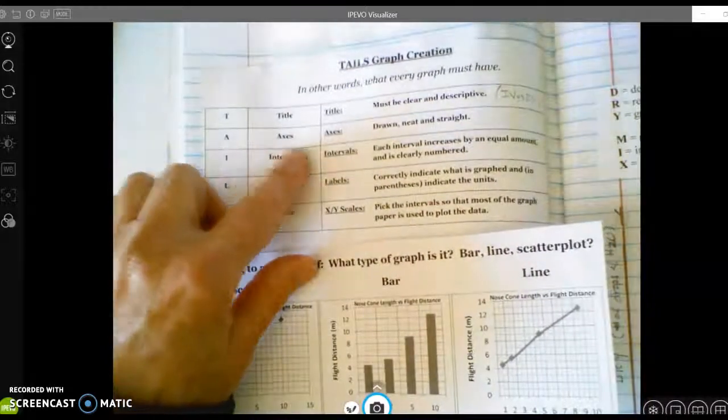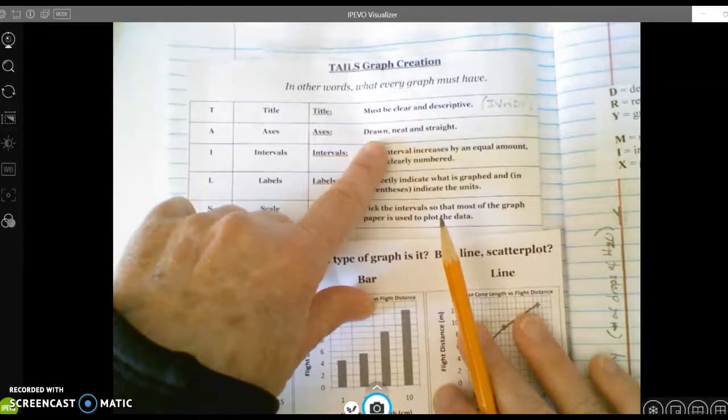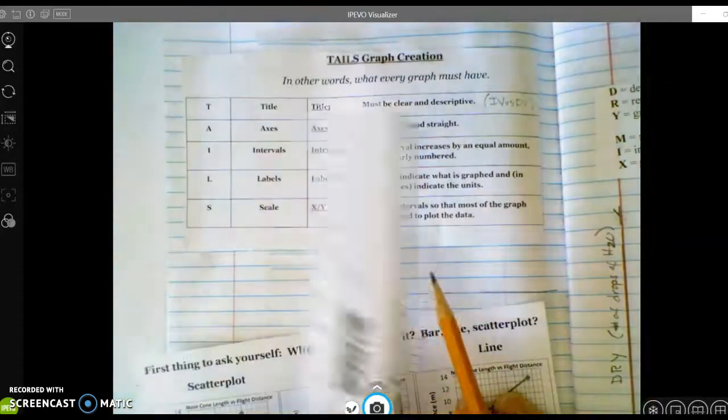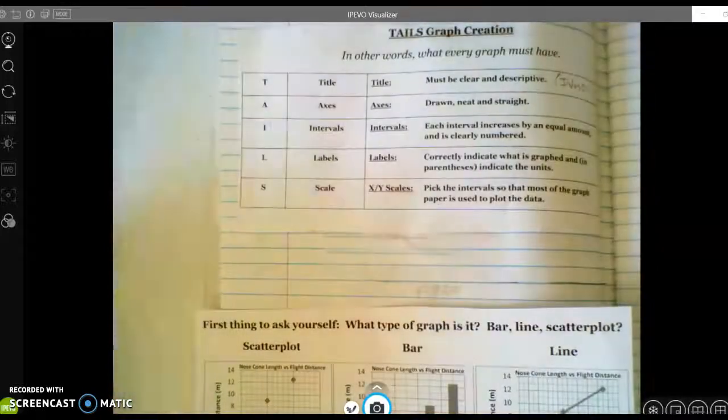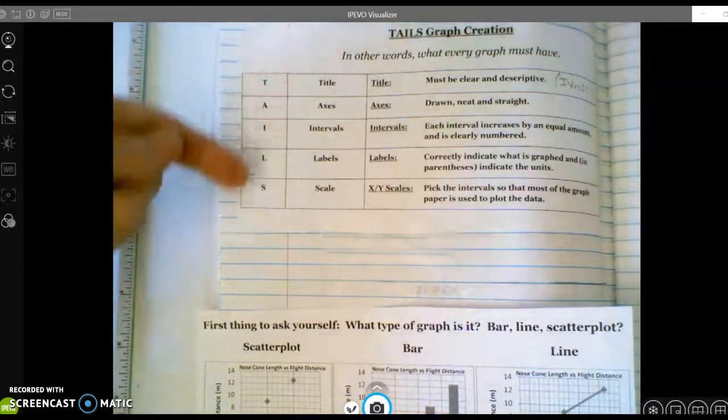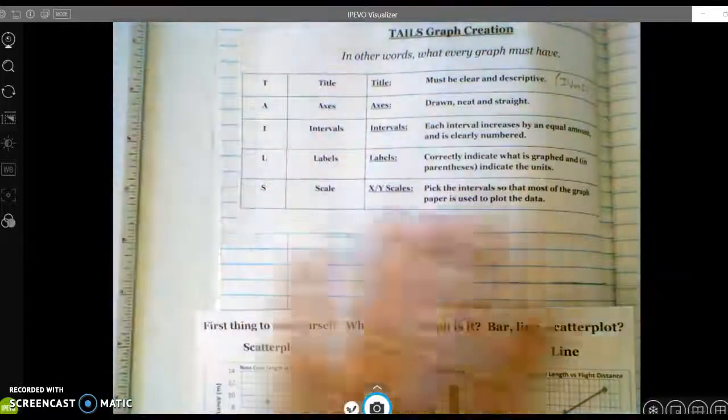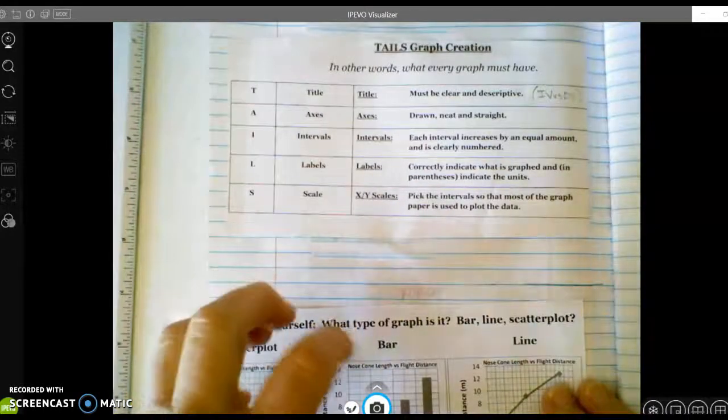A stands for the axes, all right? So it's drawn neat and straight, and with our ruler, like we did over here, we have a nice and straight line. Each one of these, this is actually a rubric, is worth 2 points. So you want to make sure you get all 10 points when you do any kind of graphing.